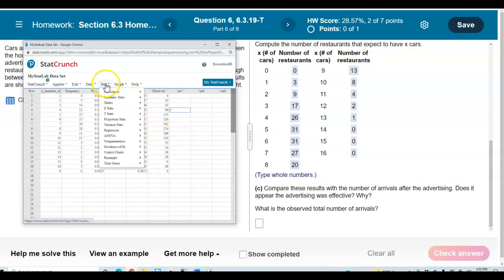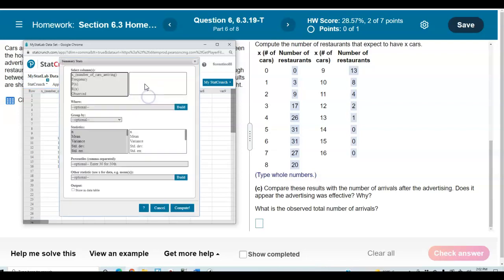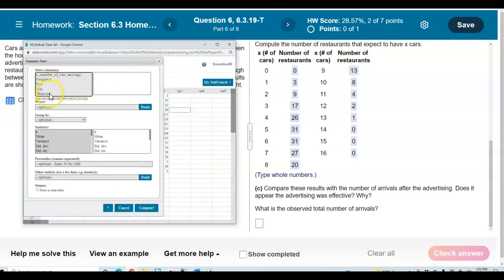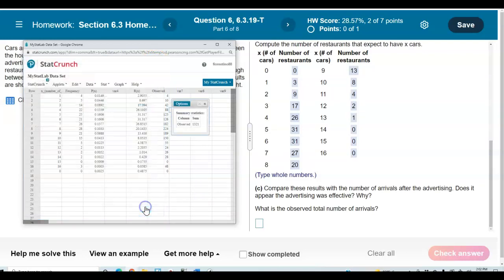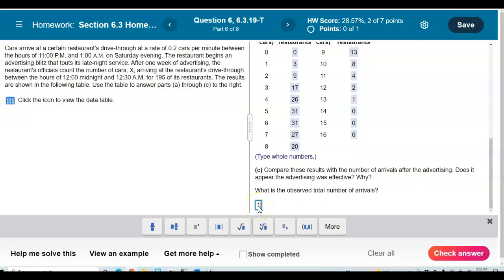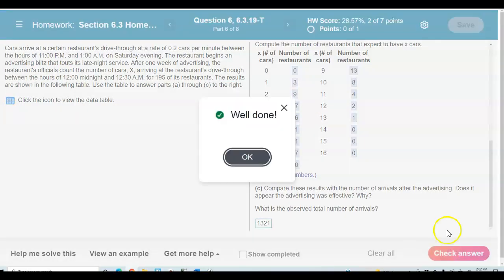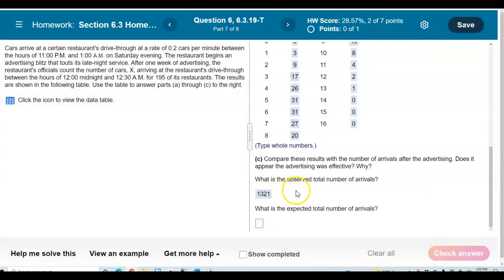And we want to find the total of this column. So we're going to go to Stat, Summary Stats, and go to Column. And then we're going to go down to Observed, and find the sum of that column. So we're going to select Sum, select Compute, and it gives us 1,321. So let's go ahead and put that in here, 1,321. And therefore, that is going to represent the observed total number of arrivals.